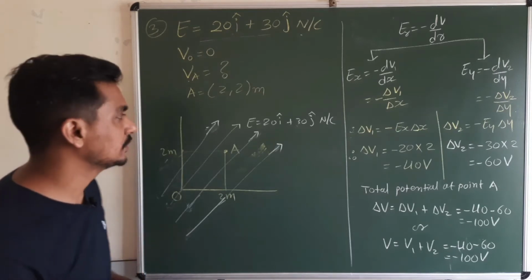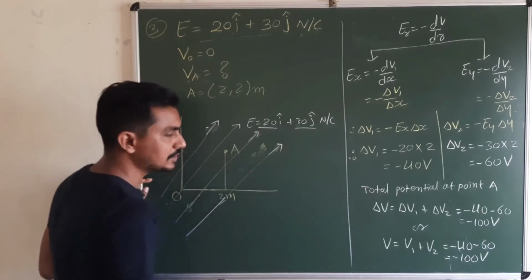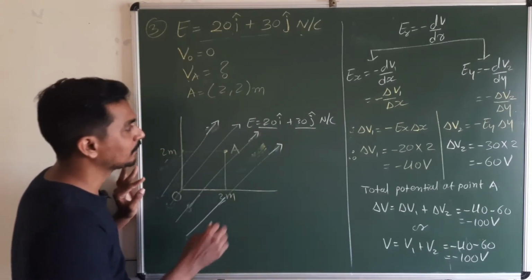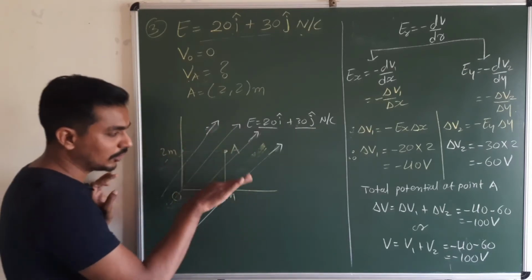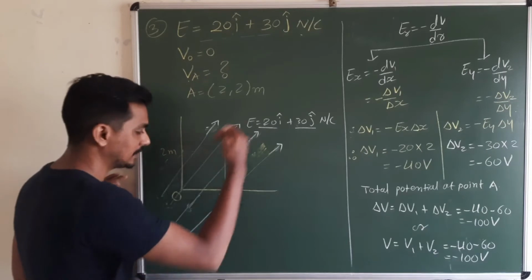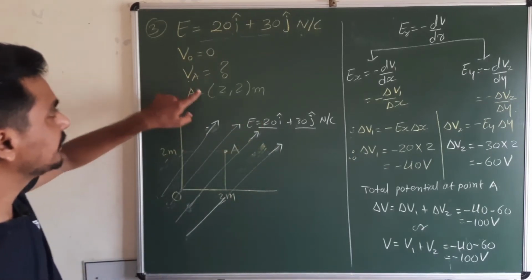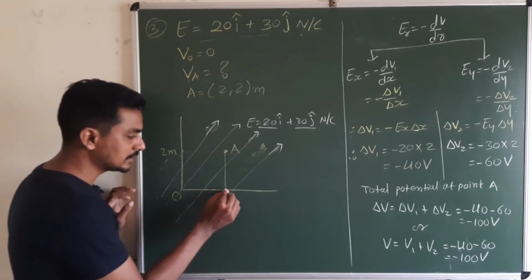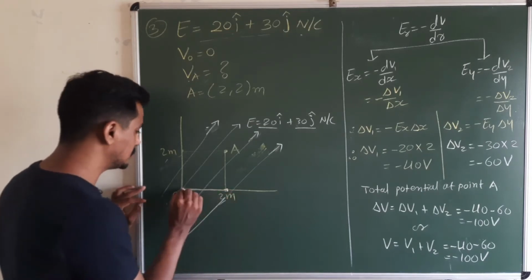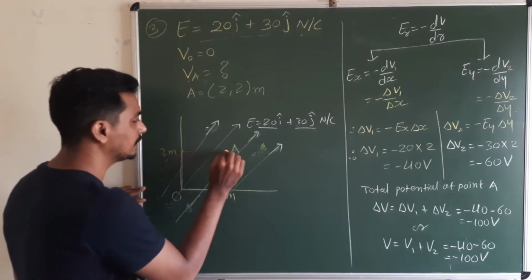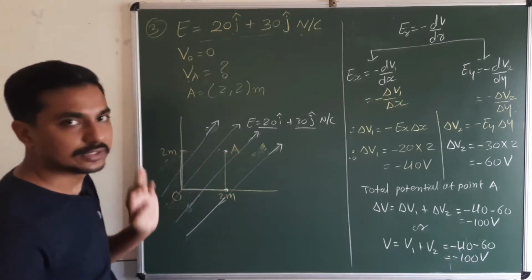According to the given question, the electric field is given as 20 I cap plus 30 J cap in the region of free space. So its magnitude is larger in the direction of Y and smaller in the direction of X. So I have represented it like this. And we have to find the potential at point A, which is given as (2, 2). That is 2 meter in the X direction and 2 meter in the Y direction. So this point will lie here. If you join this, then this point is lying here, which is given as (2, 2).